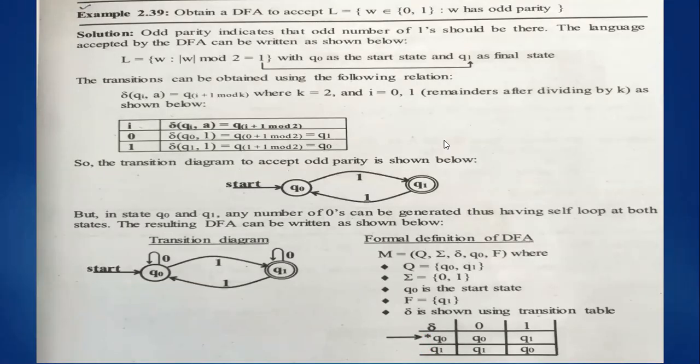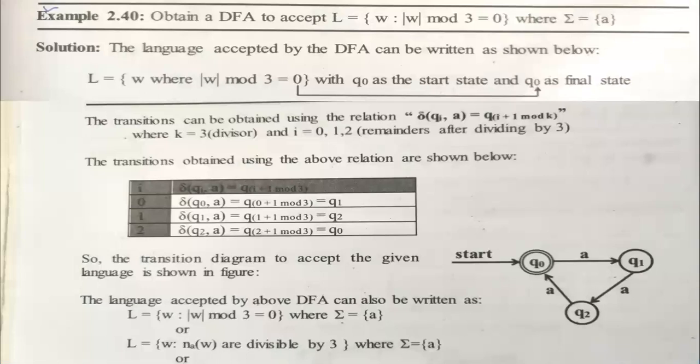The next question: obtain a DFA to accept the language L equal to w, where the length of w mod 3 should be equal to 0. Remember, multiples of 3, where sigma is equal to a. Whenever we have 3 a's or 6 a's, or a multiple of 3, then we are able to accept it. If it is not, then it should be rejected.